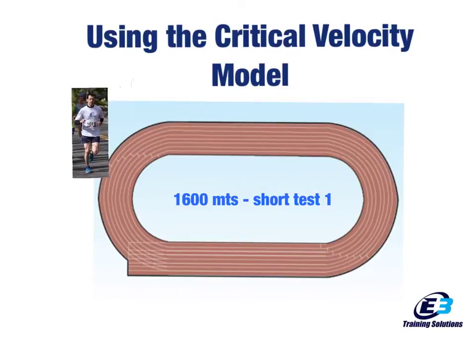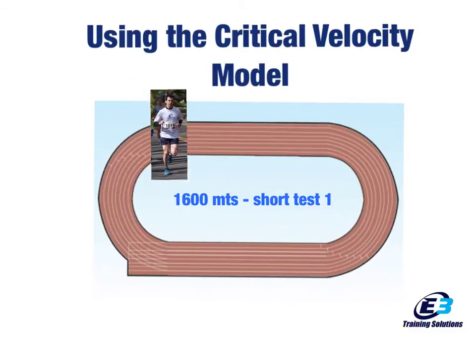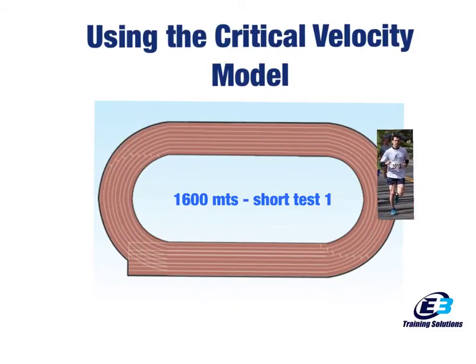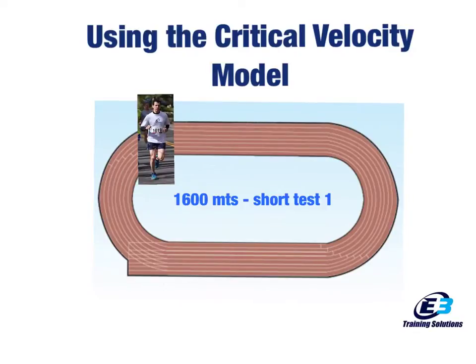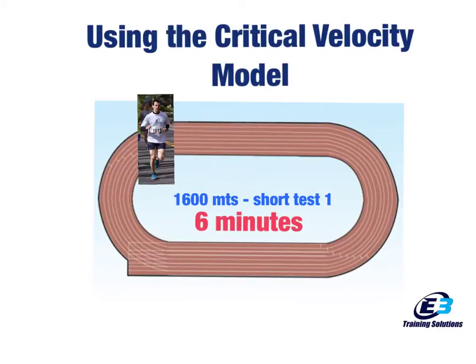So what you're going to do is a maximal effort, meaning you're going to run as hard as you can. You're going to do this for the entire 4 laps, and you're going to time how long it takes you to cover the distance. If you gave it all and it was a maximal effort indeed, you might actually look something like this. Let's say for my test, it actually took me 6 minutes to complete the 1600 meters. So I'm going to record that and save it as test 1.